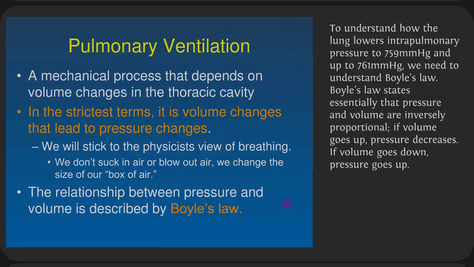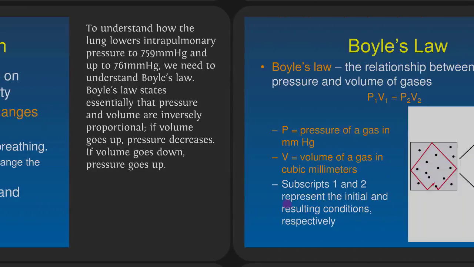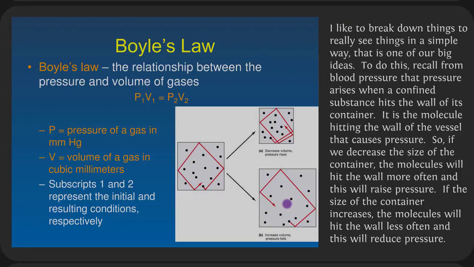To understand how the lung lowers intrapulmonary pressure to 759 and raises it up to 761 millimeters of mercury, we need to understand Boyle's law. Boyle's law states essentially that pressure and volume are inversely proportional. If the volume goes up, pressure decreases. If volume goes down, pressure increases. I like to break things down to really see things in a simple way. That's one of our big ideas in the class.